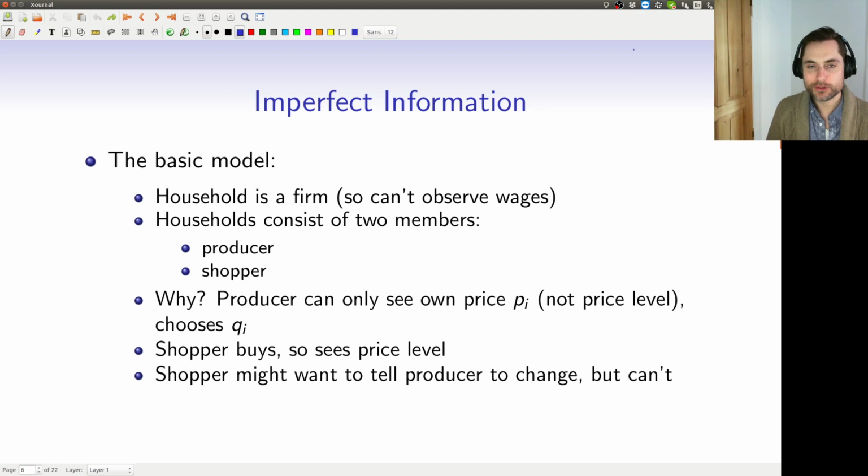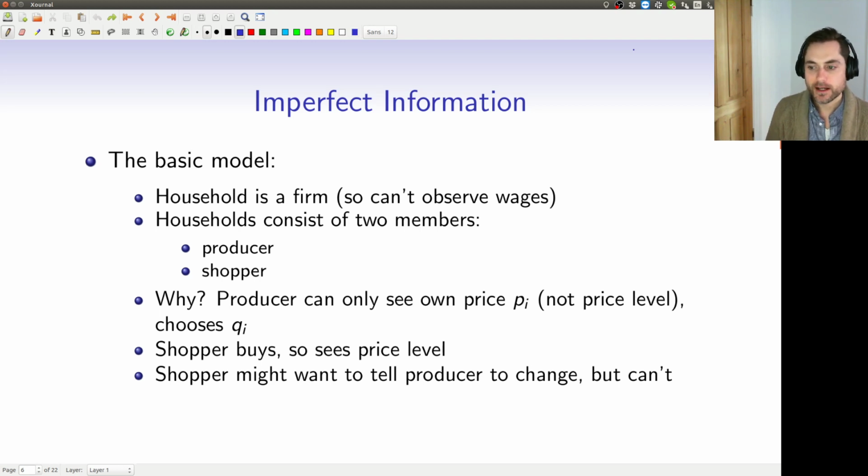Okay, so the household's gonna have two members. It's gonna have one person that produces, and it's going to have one person that shops. Now, why do we want to do that? It's because we want the producer to only be able to see the price of what they're selling. So the producer is sitting at the farmer's market and sees the price for their own good at the farmer's market, whereas the shopper is shopping maybe at a different market, and the shopper can see the prices of all the goods, but can't tell that information to the producing member. So you can see it's a bit strained already, but the idea is you want to separate the information so that the producer and the shopper don't have the same knowledge.